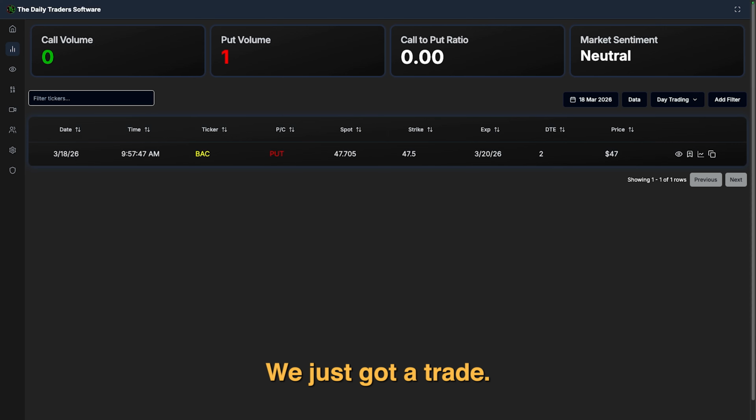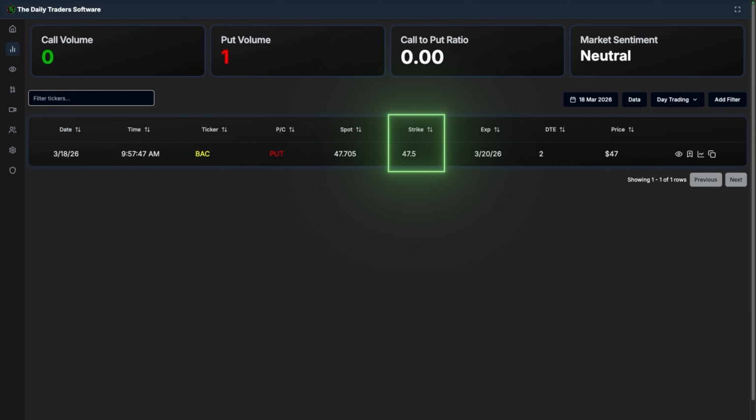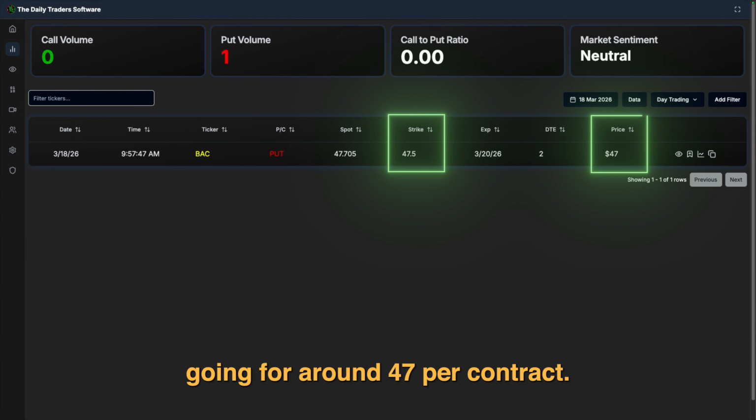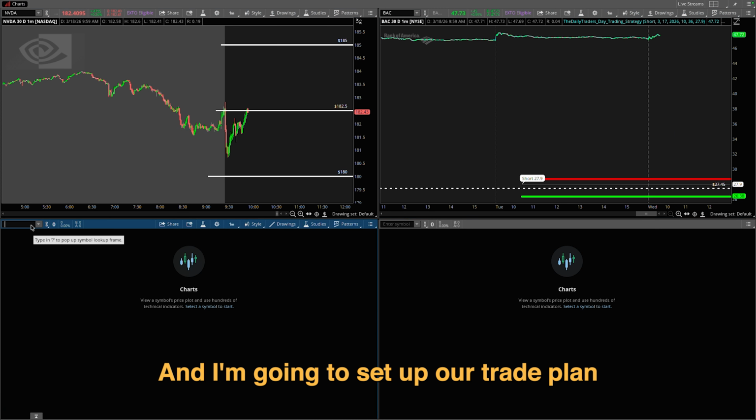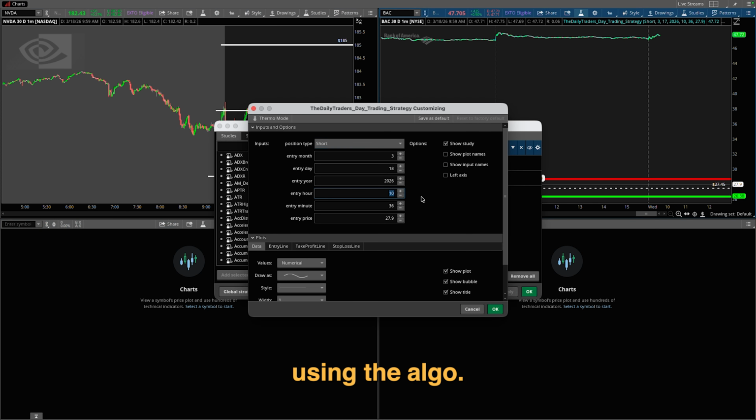We just got a trade. We've got some BAC puts. These are gonna be the BAC 320, 26, 47, 50 BAC puts. Currently going for around 47 per contract. And I'm gonna set up our trade plan using the algo.